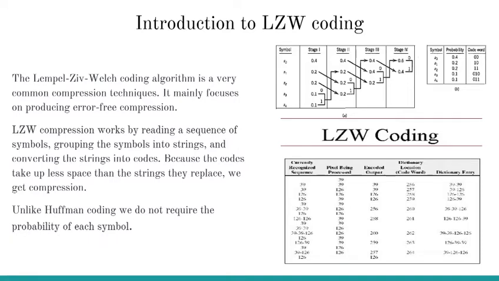LZW coding. LZW coding is a popular compression technique which is known for its easy implementation. It mainly focuses on producing error-free compression. So how LZW coding works is, initially we will be having a sequence of images or strings, and then using that and using a dictionary, we encode the given sequence so that while we are trying to represent the sequence, the number of bits can be reduced significantly. One such advantage of LZW coding is that we do not require the probability of each sequence. For example, in Huffman coding, we do require the probability of the sequence when we try to encode the bits.